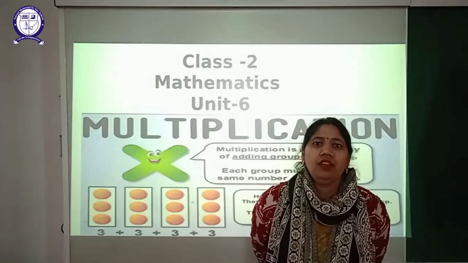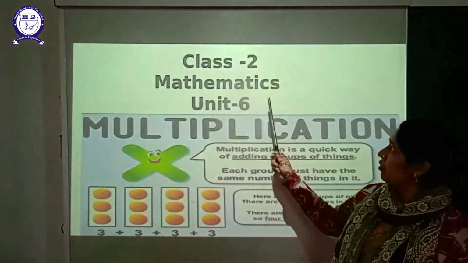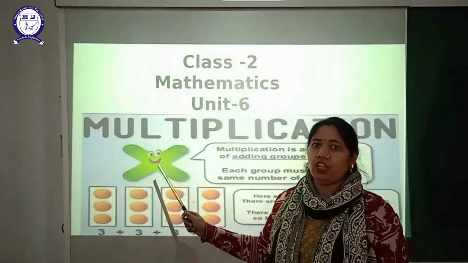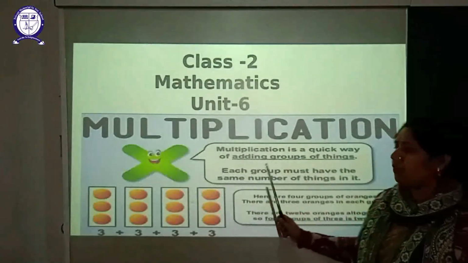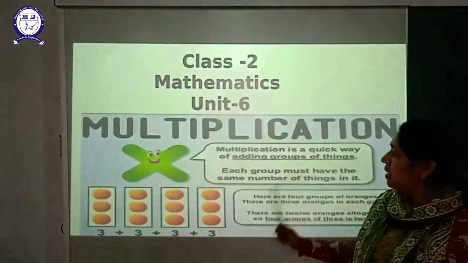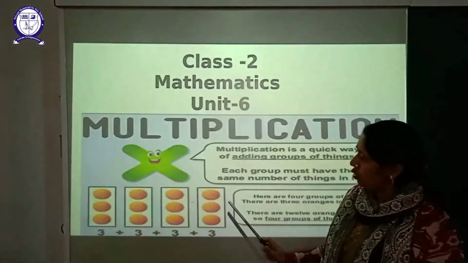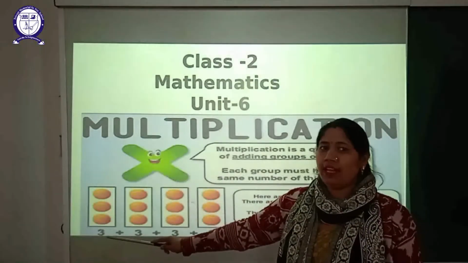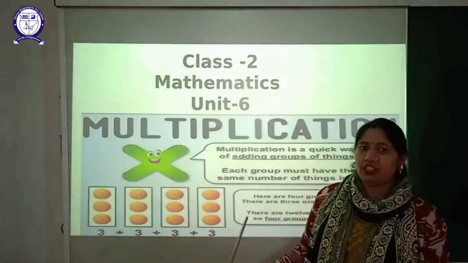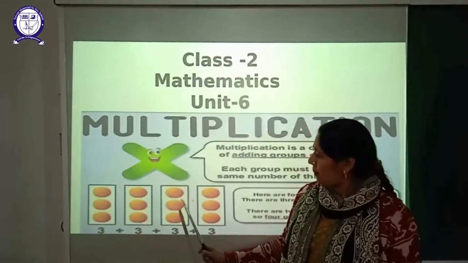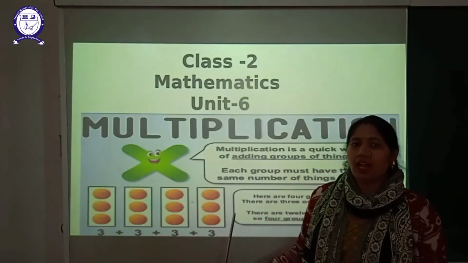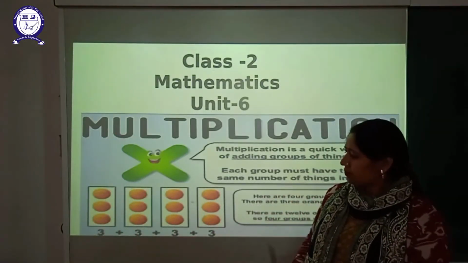So, friends, today we will revise multiplication from mathematics unit number 6. So, this is the sign of multiplication. Multiplication is a quick way of addition of things. Students, there are 4 groups of oranges and each group contains 3 oranges. So, the total number of oranges is 3 plus 3 plus 3 plus 3, which means 4 times 3. So there are 12 oranges.